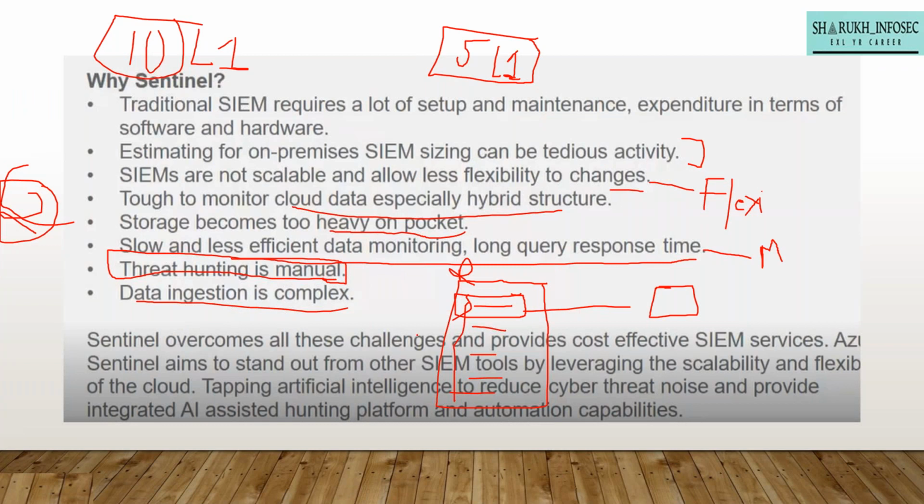So Sentinel overcomes all these challenges and provides a cost-effective SIEM service. Azure Sentinel aims to stand out from other SIEM tools by leveraging the scalability and flexibility of the cloud, tapping artificial intelligence to reduce cyber threat noise and provide integrated AI-assisted hunting and automation capability. A lot of advantages are there in Sentinel, and the main thing is it is very cheap compared to the other tools.